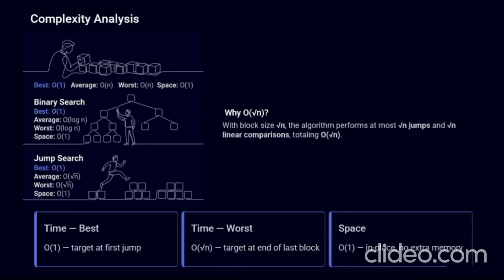Now let's analyze the performance of jump search. The jump size is chosen as √n. In the worst case, the algorithm performs about √n jumps and √n linear comparisons. Therefore, the overall time complexity becomes O(√n). The best case complexity is O(1) when the element is found immediately. The worst case complexity is O(√n). The space complexity is O(1) because no extra memory is required.